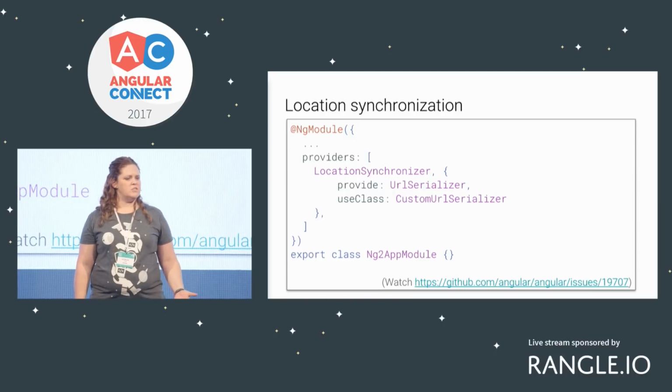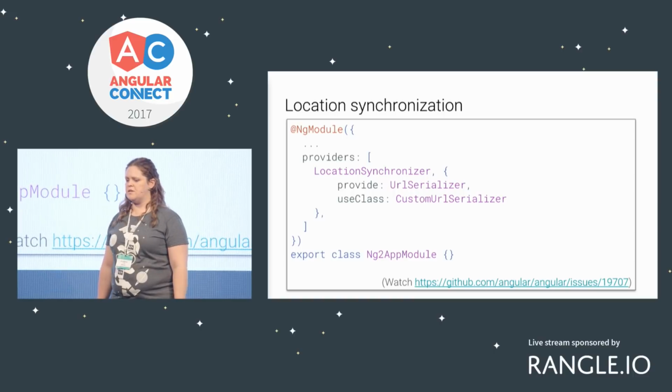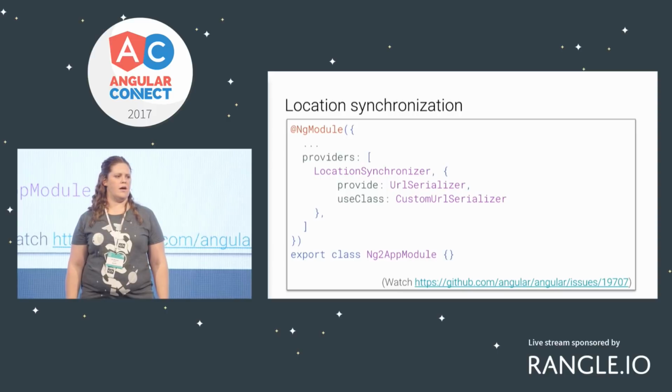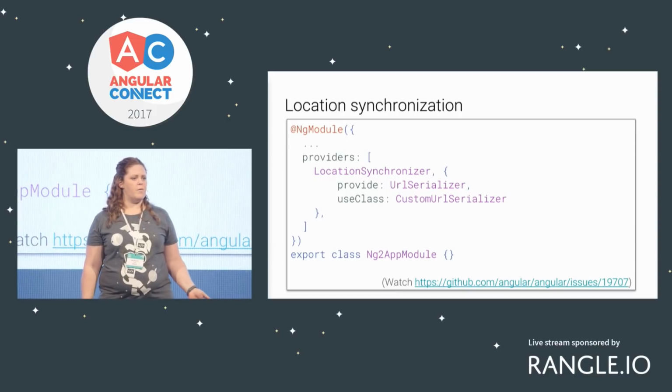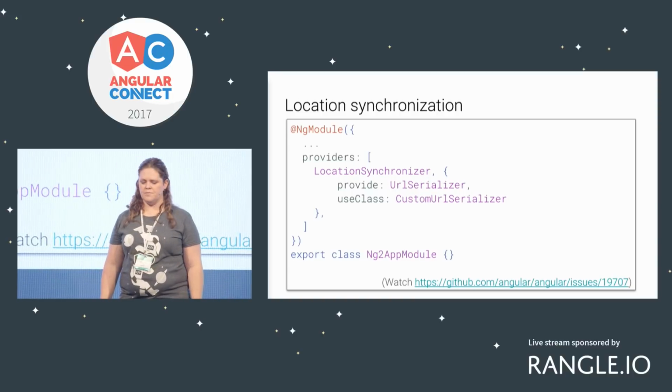There's a location synchronizer that allows Angular to know when AngularJS has updated the route. There's one of these in core already. It needs a little bit of tweaking to work with NG Upgrade Lite. So if you're interested in following that as we get that back into the core code base, that's the GitHub issue to watch.